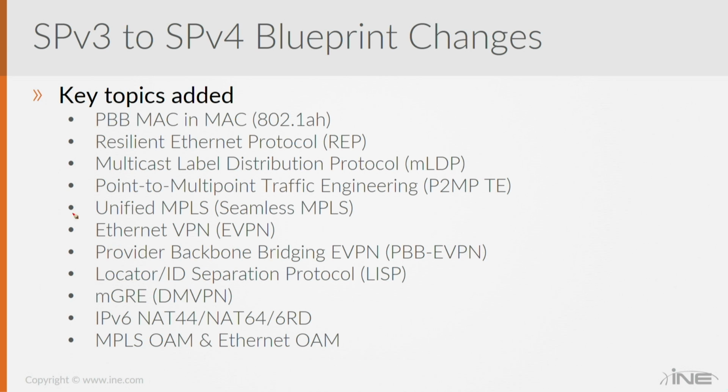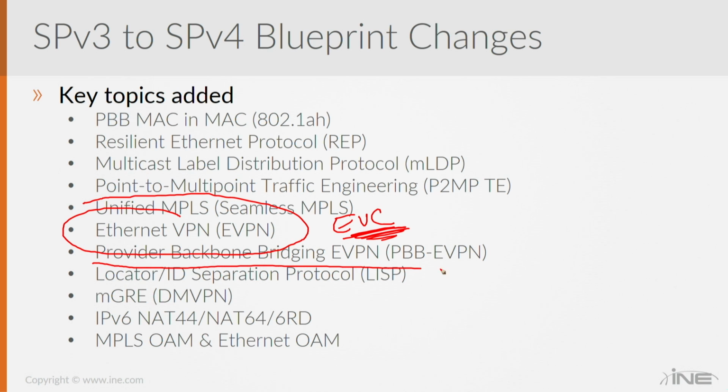Okay, the other one, which is a real key change here, is Ethernet VPNs, which refers to the Ethernet virtual circuit syntax for a layer 2 VPN. Okay, then provider backbone bridging EVPN, I want to say that this is only on the written exam. Okay, same as the MAC-in-MAC bridging, 802.1ah. Then likewise, LISP says describe only as well, so that's going to be for the written exam.